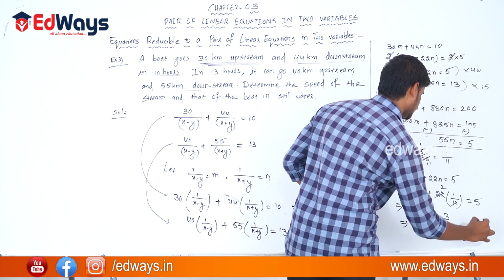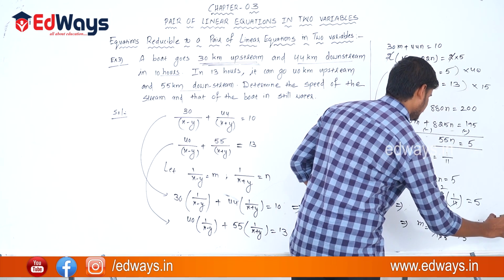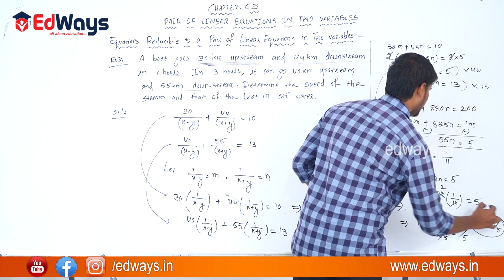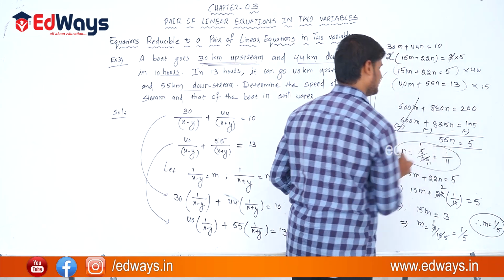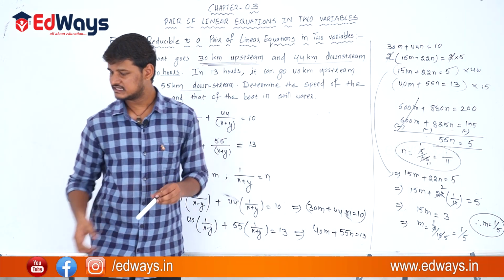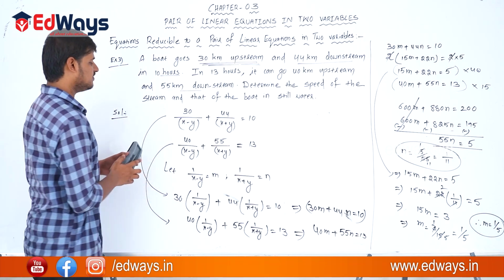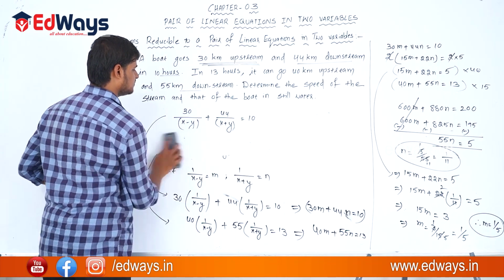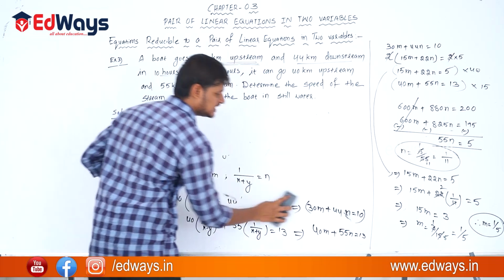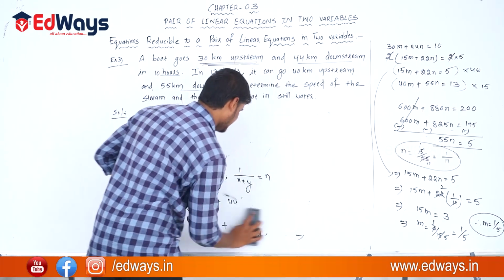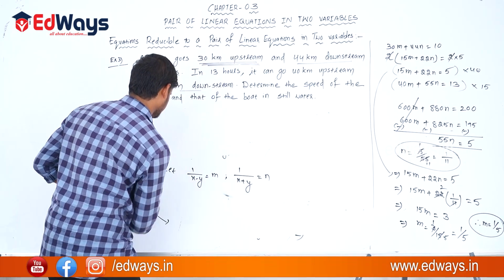1 by 5 is the m value and 1 by 11 is the n value, therefore m is equal to 1 by 5 and n is equal to 1 by 11. Now how do we get x and y values? For that, let me substitute m and n in these equations.